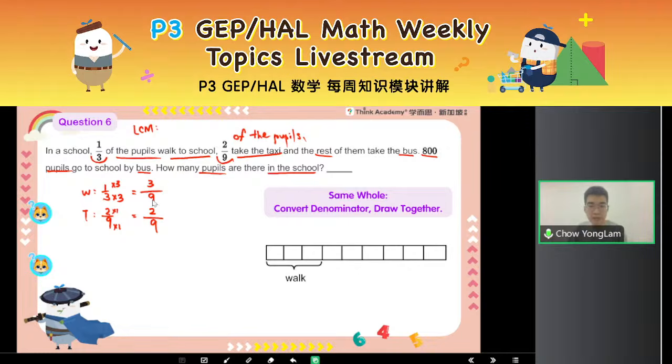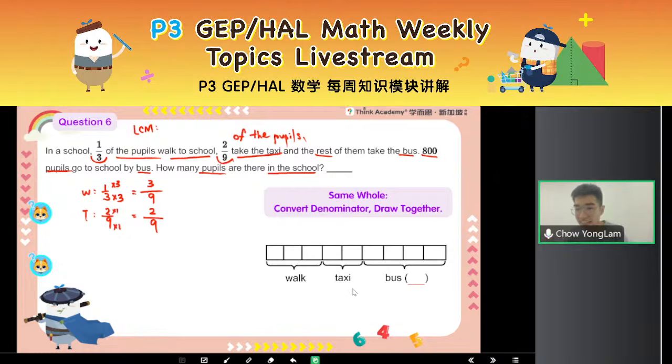For walking, 3 out of 9 units. So 3 units is for walking. Taxi, 2 out of 9 units. Okay. And finally, the rest is taking the bus. The rest of them take the bus. So the rest I will label the bus.